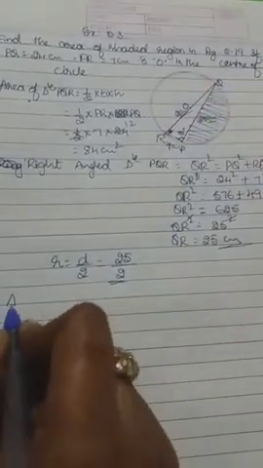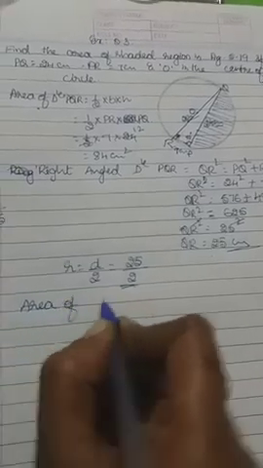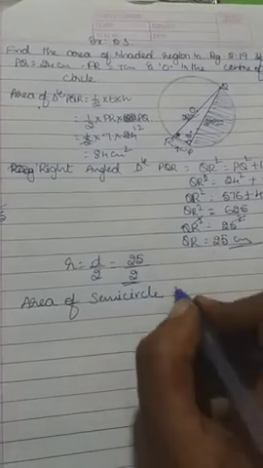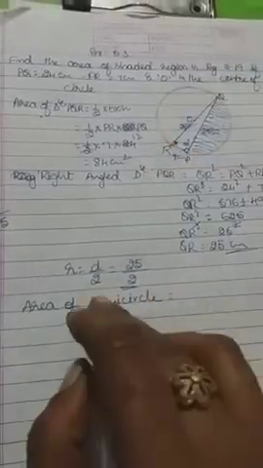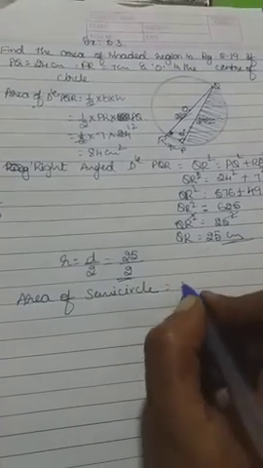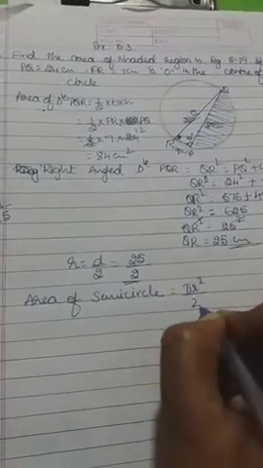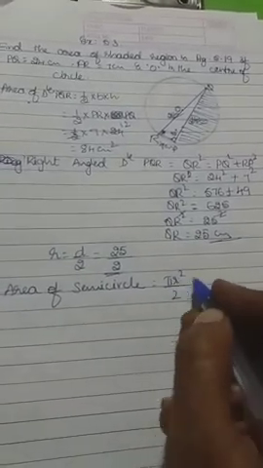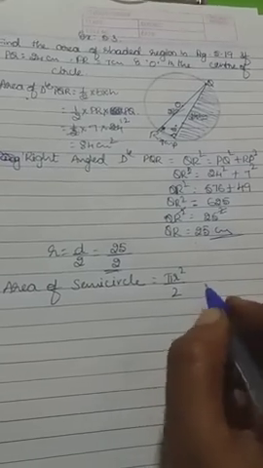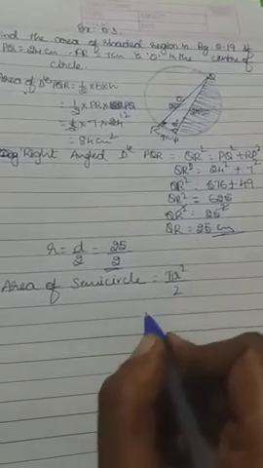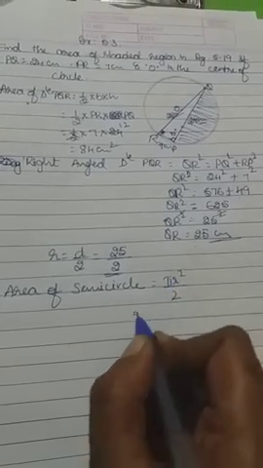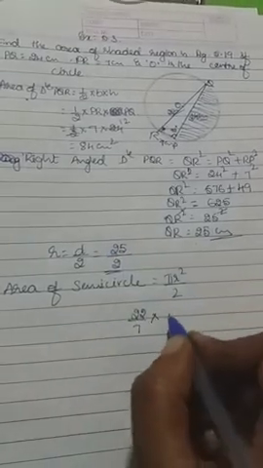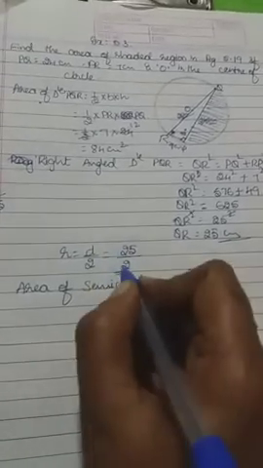So that's why we have to take the area of the semicircle. The area of a full circle is pi r square. Semi in the sense, as I told you already, is half, so pi r square divided by 2, or half pi r square. Let's substitute the value. Pi value is 22 by 7 into r square. R square value is nothing but 25 by 2, or 12.5, we can get here.